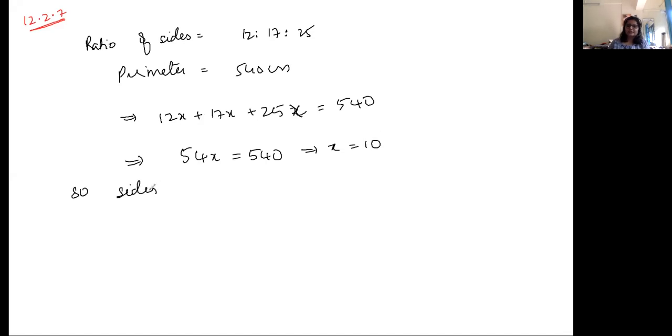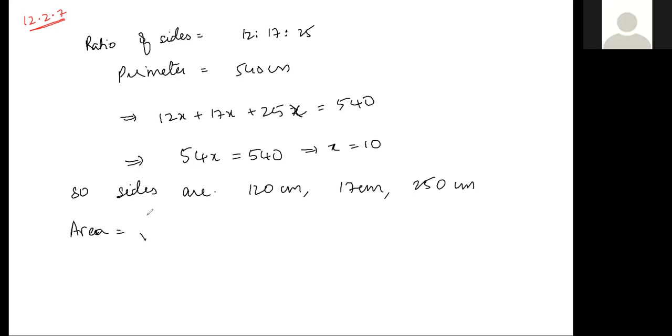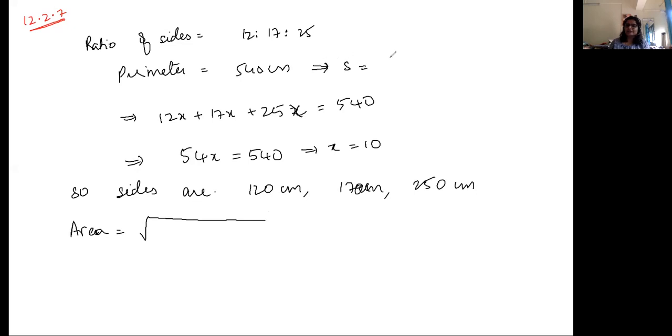So the sides are 120 centimeter, 170 centimeter, and 250 centimeter. So area will be... we have written 170, yes. So semi perimeter is half of the perimeter. So here we can find s equal to 540/2, which is 270 centimeter.